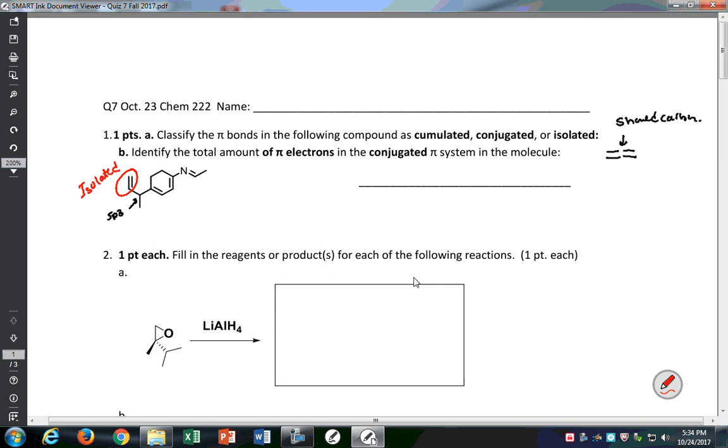But these 3 pi bonds are in fact conjugated. Even though there's a nitrogen in there, it doesn't matter. We still have 3 conjugated pi bonds. And in the pi bond conjugated system, there's 2 electrons in every pi bond. We have 3 pi bonds, so that is 6 pi electrons.